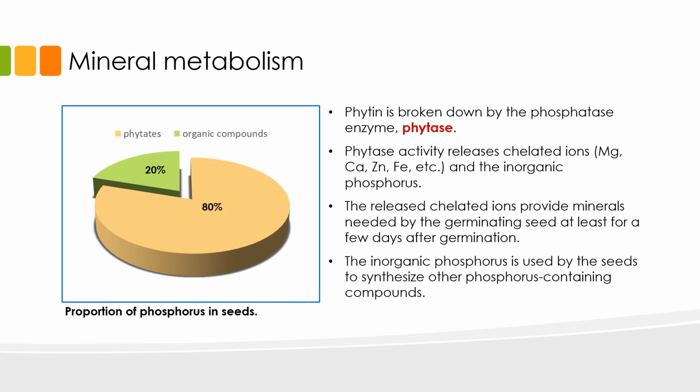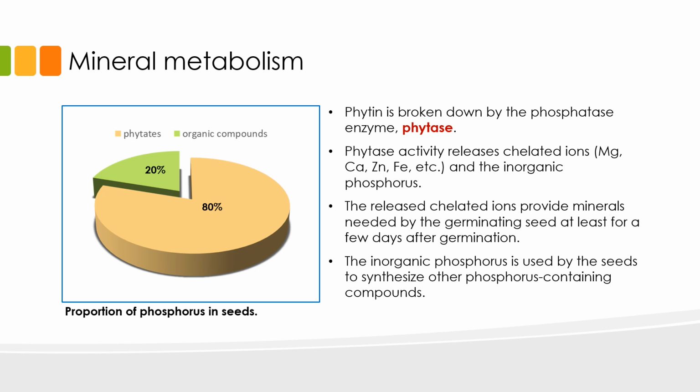Finally, we have the minerals. Let's now look at how minerals are broken down in germinating seeds. If you recall from our lecture on seed chemical composition, minerals in the seeds form complexes with phytic acid. That means minerals are not present in their pure form in the seeds. They are bound by phytic acid. So how can a germinating seed have access to the minerals?